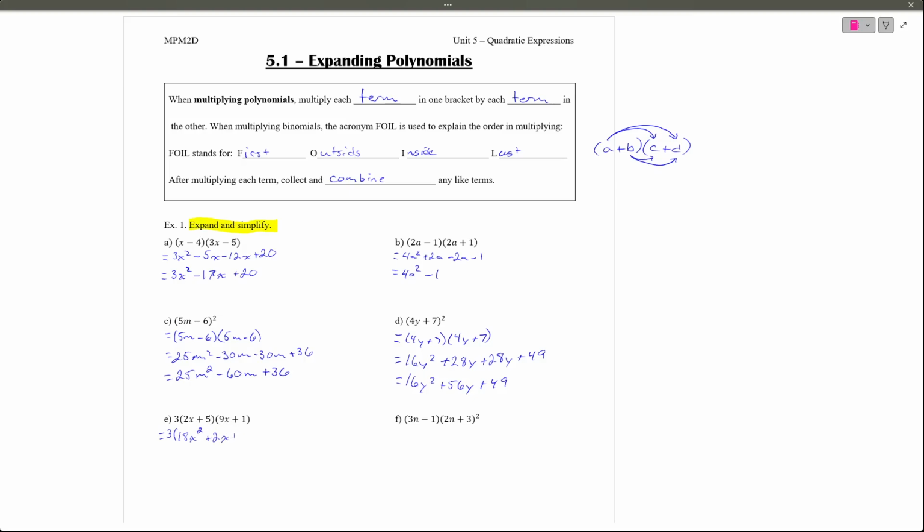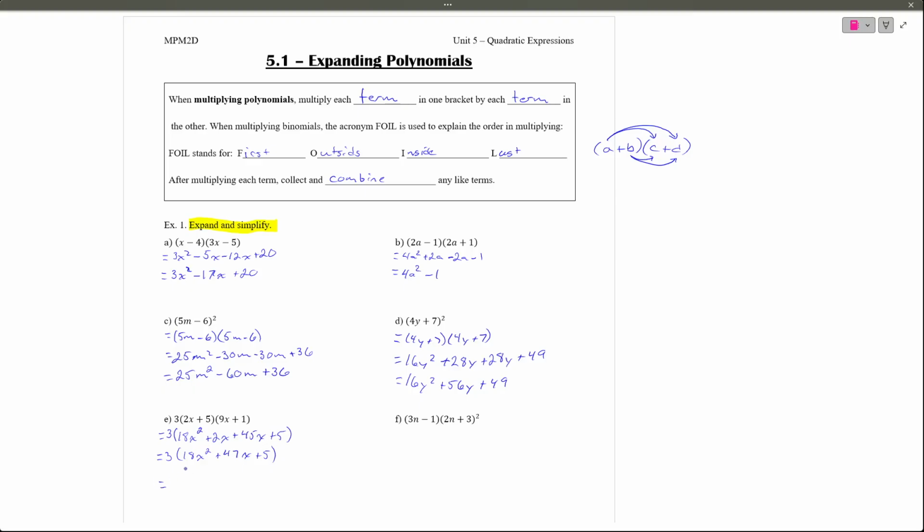5 times 9x, that's 45x. And then we have 5 times 1, that's just 5. We can collect our like terms. So we're going to leave the 3 alone still. We're going to simplify things. There's only 1x squared, so it's still 18x squared. Now we have 2x plus 45x, that's plus 47x. And then we have plus 5. Now, we can't do anything else internally, so now we'll multiply the 3 through every single term.